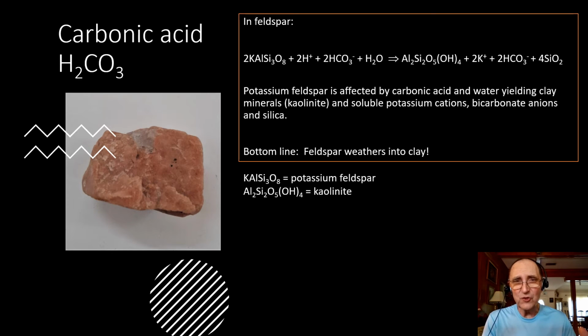Carbonic acid can also do a number on the feldspars. In the reaction shown here, you can see that potassium feldspar, the KAlSi3O8, reacts with carbonic acid and water to yield a brand new mineral, a clay mineral that we call kaolinite. That is the Al2Si2O5OH4. The bottom line is that feldspars weather into clay minerals.